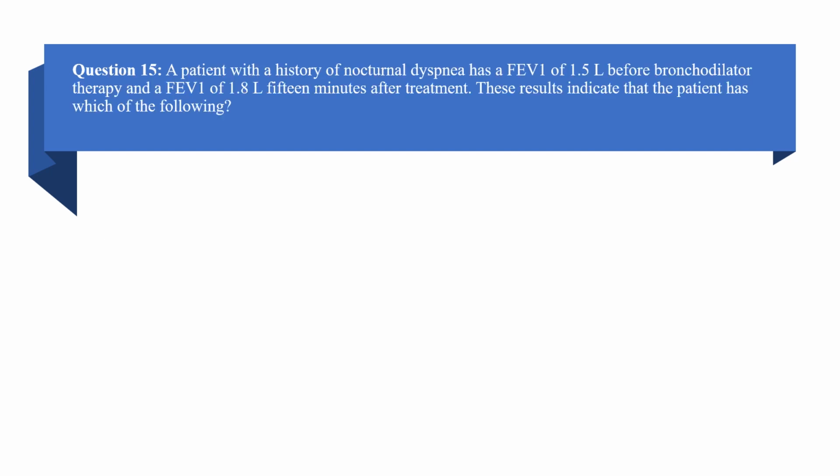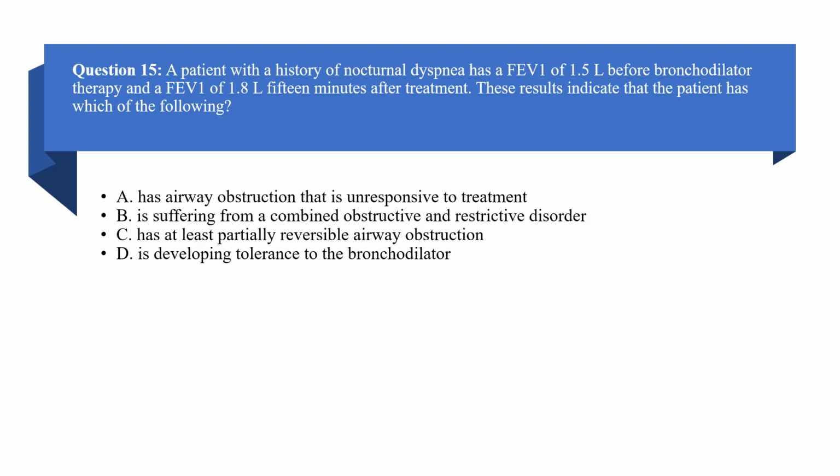So with question 15, we have a patient with a history of nocturnal dyspnea who has an FEV1 of 1.5 liters before bronchodilator therapy, and an FEV1 of 1.8 15 minutes after treatment. These results indicate that the patient has which of the following? A, has airway obstruction that is unresponsive to treatment. B, is suffering from a combined obstructive and restrictive disorder. C, has at least partially reversible airway obstruction. And D, is developing tolerance to a bronchodilator.